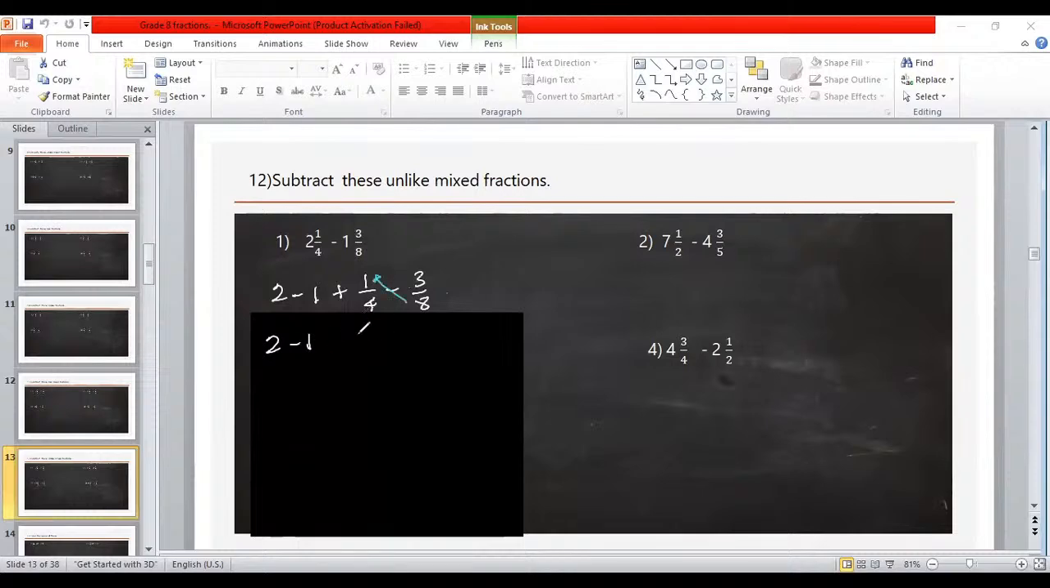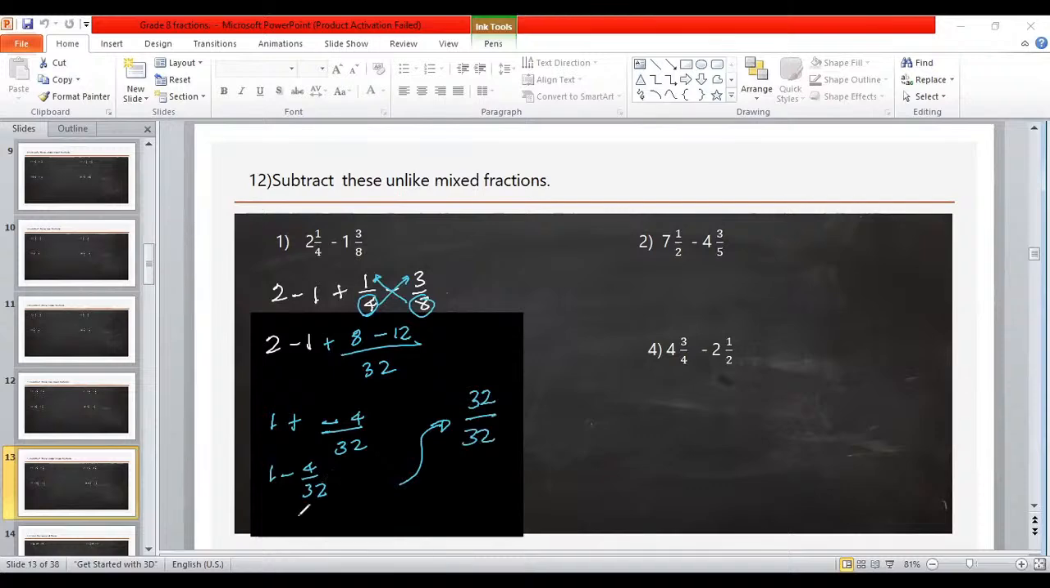8 times 1, 8. 4 times 3, 12. 4 times 8, 32. 2 minus 1, 1 plus 8 minus 12. That is minus, right? Minus 4 over 32. It means you can write 1 minus 4 over 32. So you can write here 1 as 32 over 32.